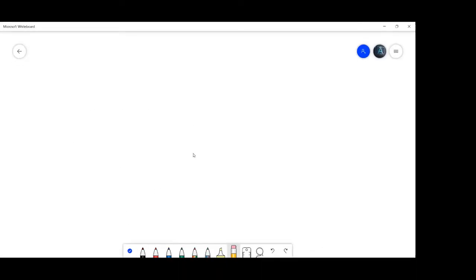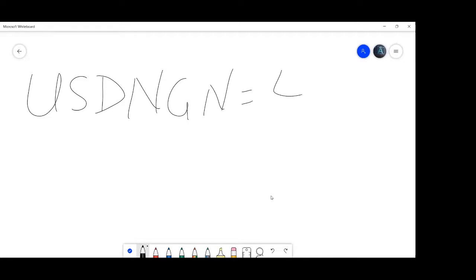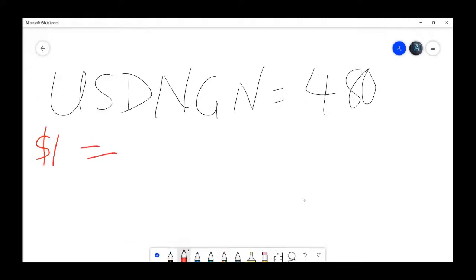The slide will throw more light on it, but just know that in crypto and in forex generally, you will see something like this. USD, I'm using Naira now so that it can be very simple. USD equals 480. So when you are interpreting this, it simply means $1 is equal to 480 Naira. That's what it means.